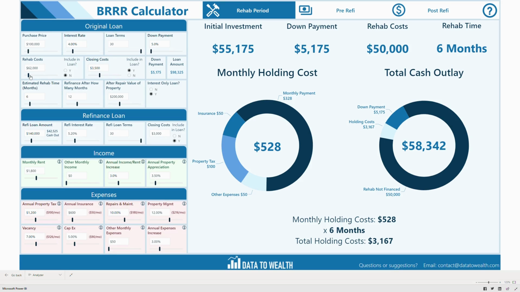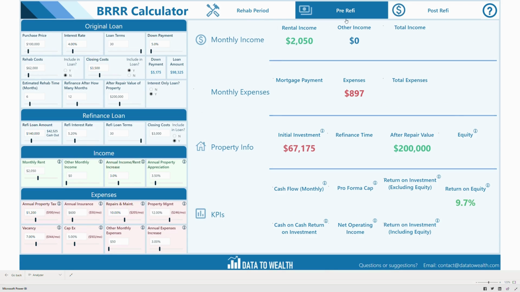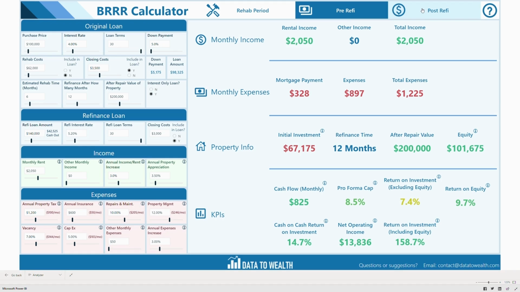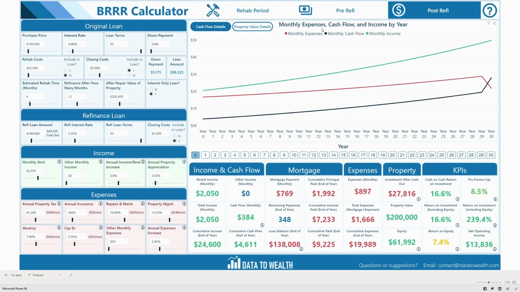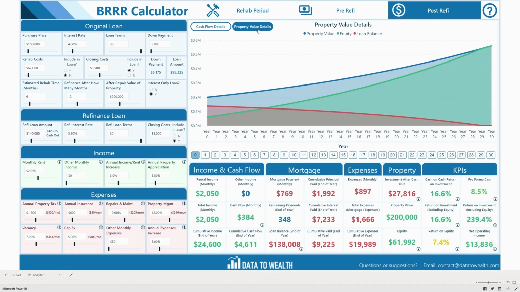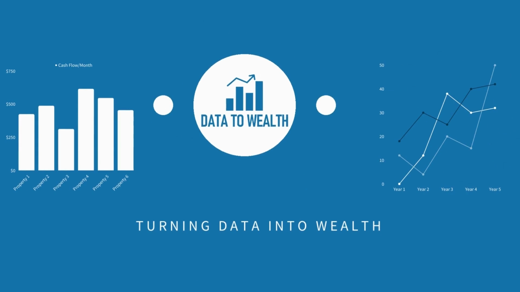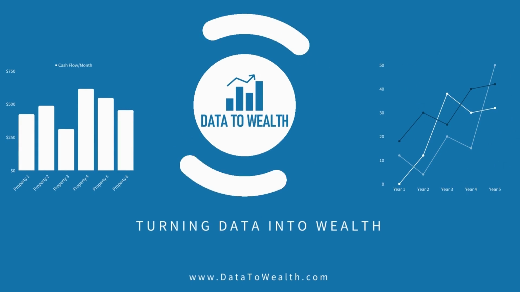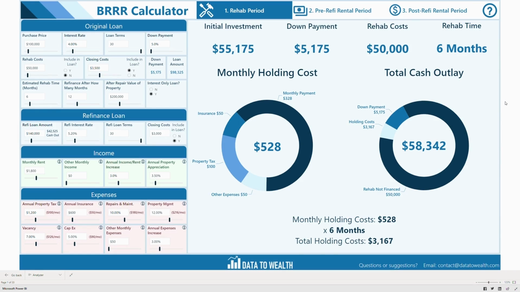Looking for a quick way to analyze a real estate opportunity using the buy, rehab, refinance, and then rent method? This calculator will help you do that and break down all the details in an easy to understand way. This tool was built using Microsoft Power BI.